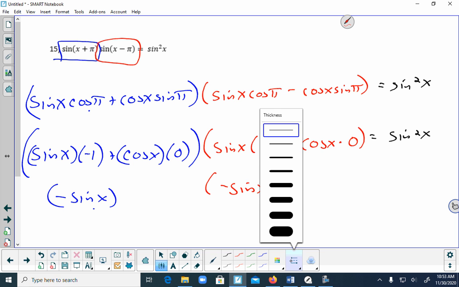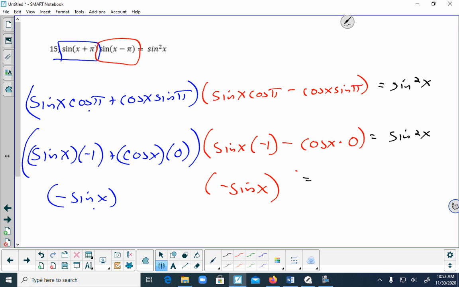And I'm trying to show that that's equal to sine squared x. So here I'm going to have negative sine of x times negative sine of x, and a negative times a negative will be positive. So I'll have sine squared x is equal to sine squared x. So I've verified the identity by working out the left side to make it look like the right side.